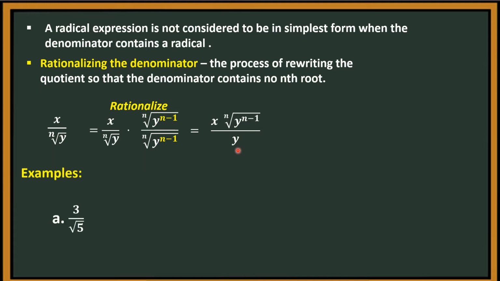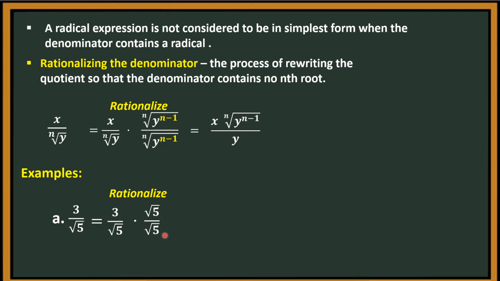3 over the square root of 5. So, that is equal to 3 over the square root of 5. Denominator is radical. Therefore, we need to rationalize it by multiplying the numerator and denominator by the square root of 5. Bakit square root of 5? The exponent of 5 here is 1. The index is 2. So 2 minus 1 is 1. That is why we have here the square root of 5 only over the square root of 5. So kung ano sa numerator, the same lang din sa denominator.